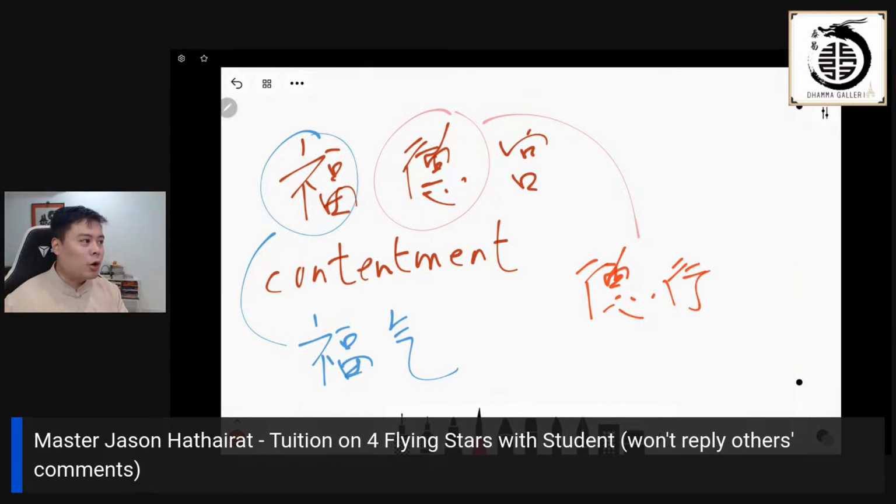Unfortunately, Stephen, you are not able to read Chinese, but it's okay. Let me explain to you. 福德宫的福 actually is 福氣. You speak Cantonese, right? So you understand what 福氣 is, which is our luck or our fortune. Whereas 德行 means thoughts and behavior, or our virtue and behavior.